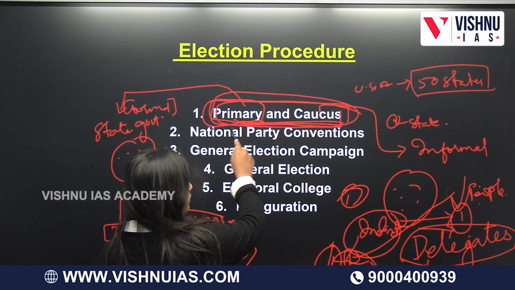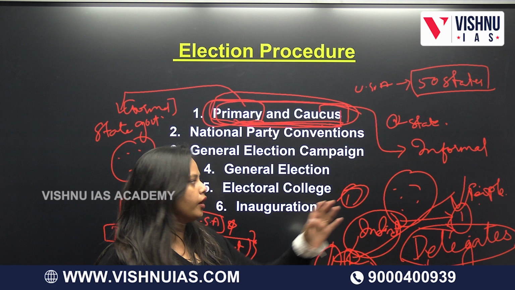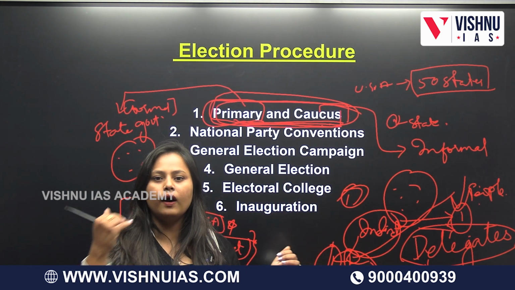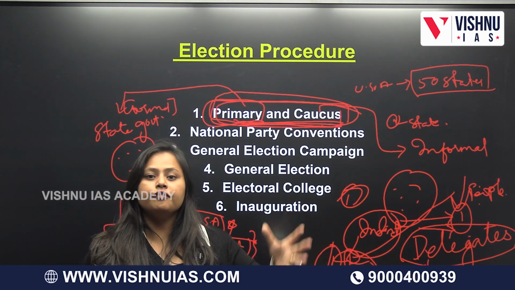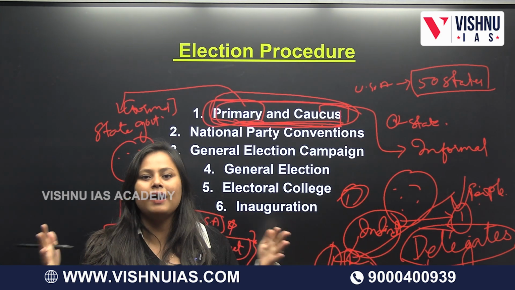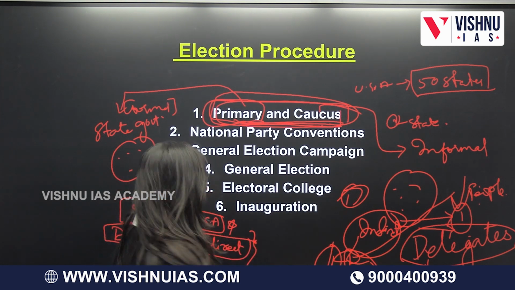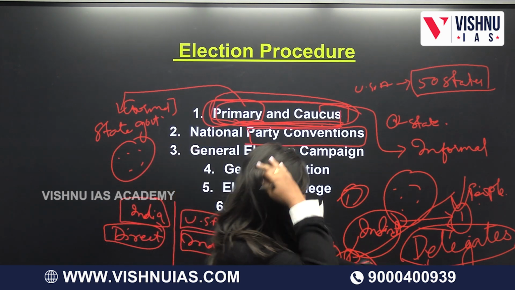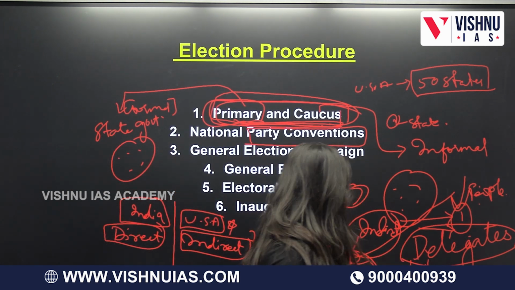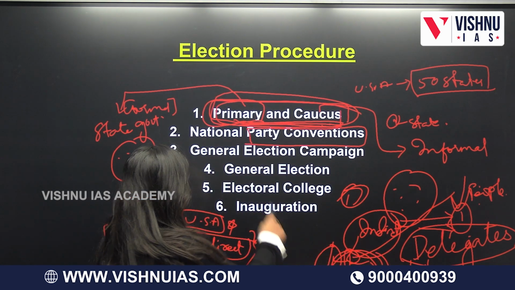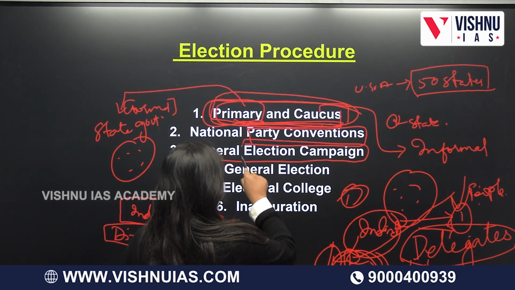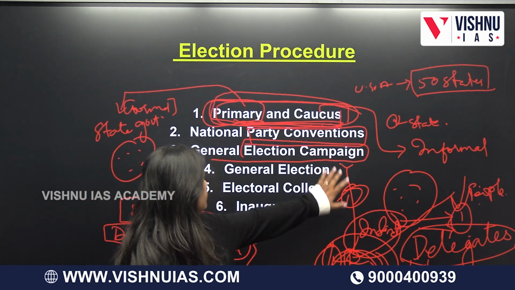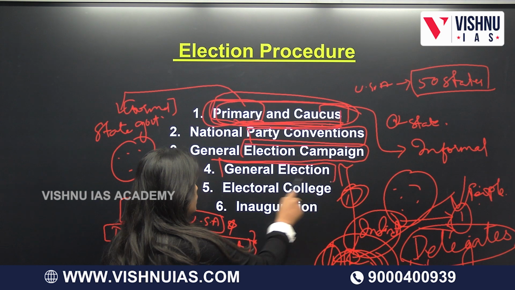So we saw in primaries and caucuses, people will gather formally and informally, and they will discuss, debate, and go and attach to a political party if their ideology matches with that particular party. And then in the national party conventions, these delegates will gather and nominate the president. Then comes the general election campaign. This nominated candidate goes and does the campaign. Then the general election happens.